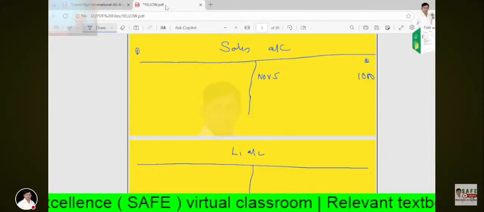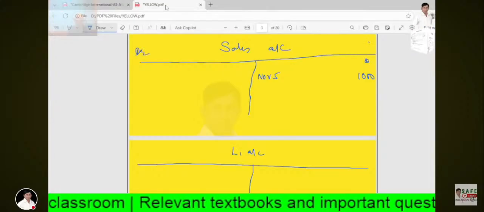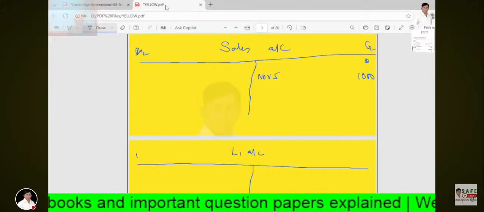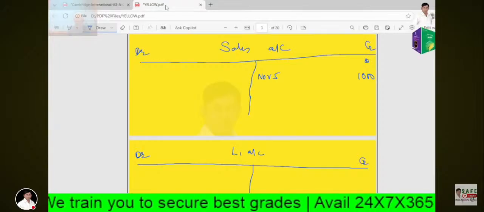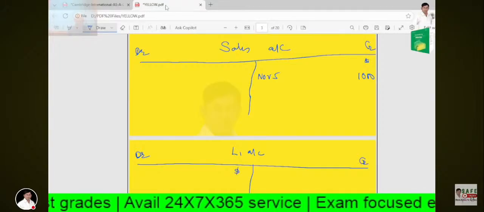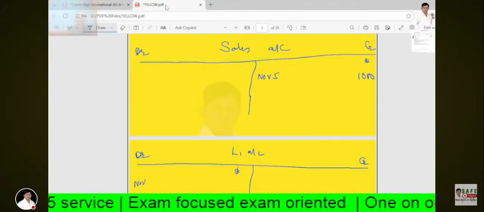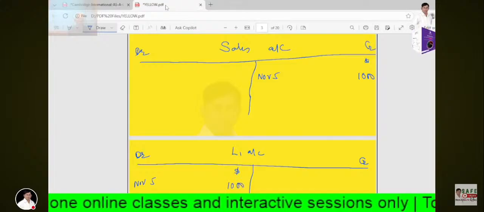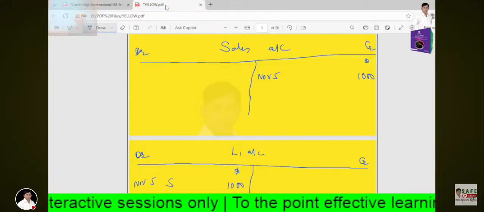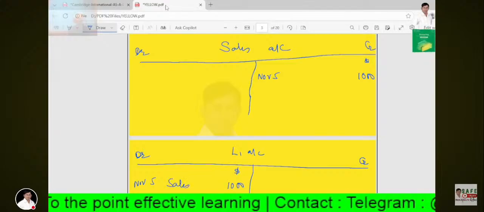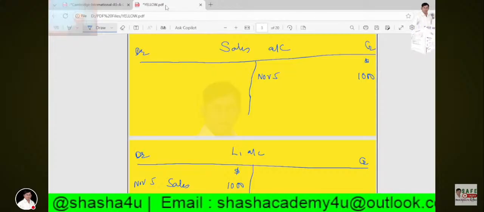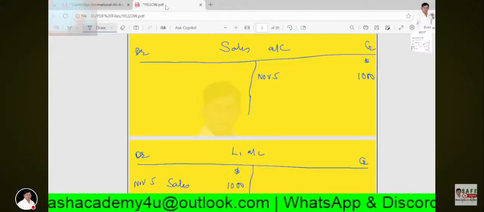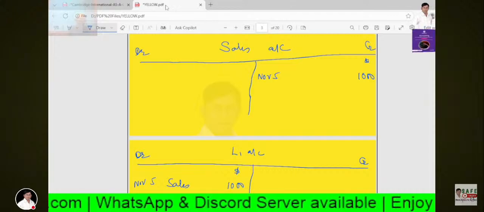This side is always debit. This side is always credit by default. So the dollar sign, November 5th, 1000. Why are we debiting Lee? Because we have sold him goods. Sales account will be credited because it's an income. Lee account will be debited because he is the receiver of the goods. Okay, then comes next.